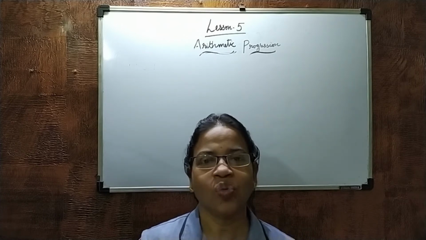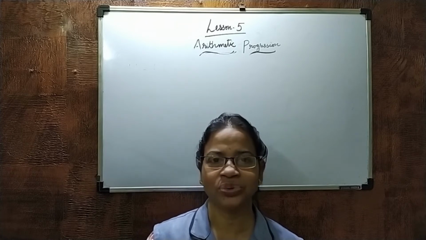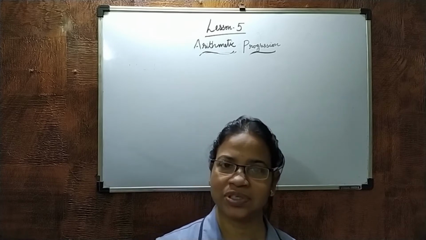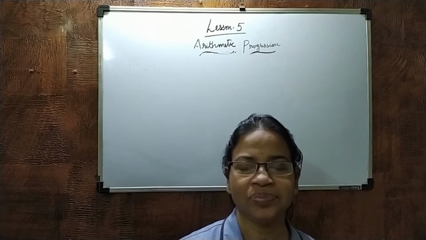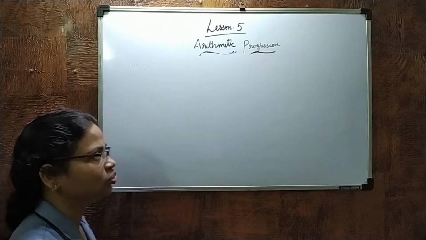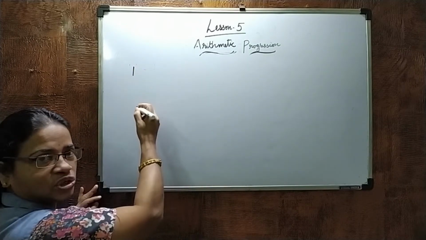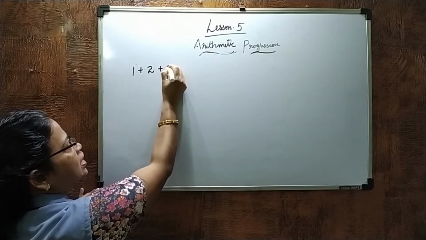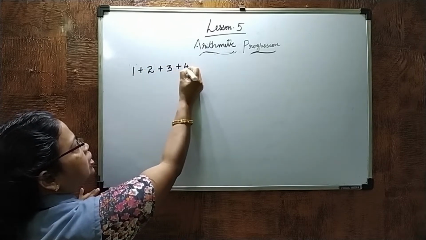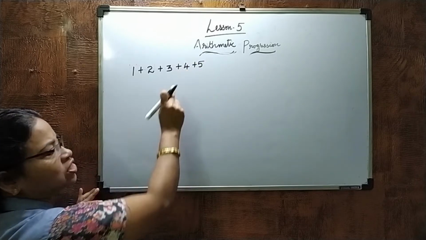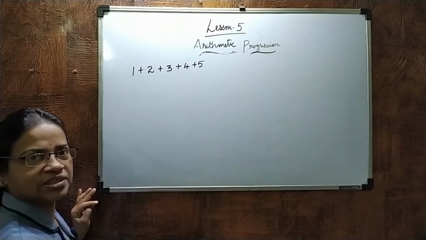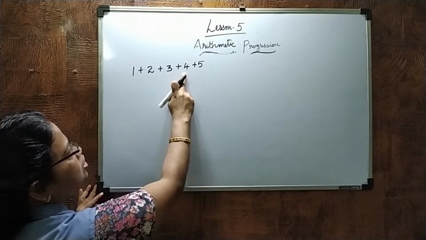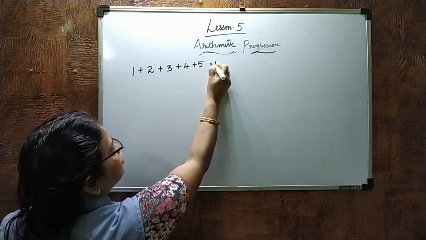One day, one of your friends asked you to find the sum of the first 5 natural numbers, and they had given you limited time. You have to be very fast. These are the first 5 natural numbers, and the sum is like this. So when you add, what will you get? 1 plus 2 is 3, 3 plus 3 is 6, 6 plus 4 is 10, 10 plus 5 is 15. You got 15.